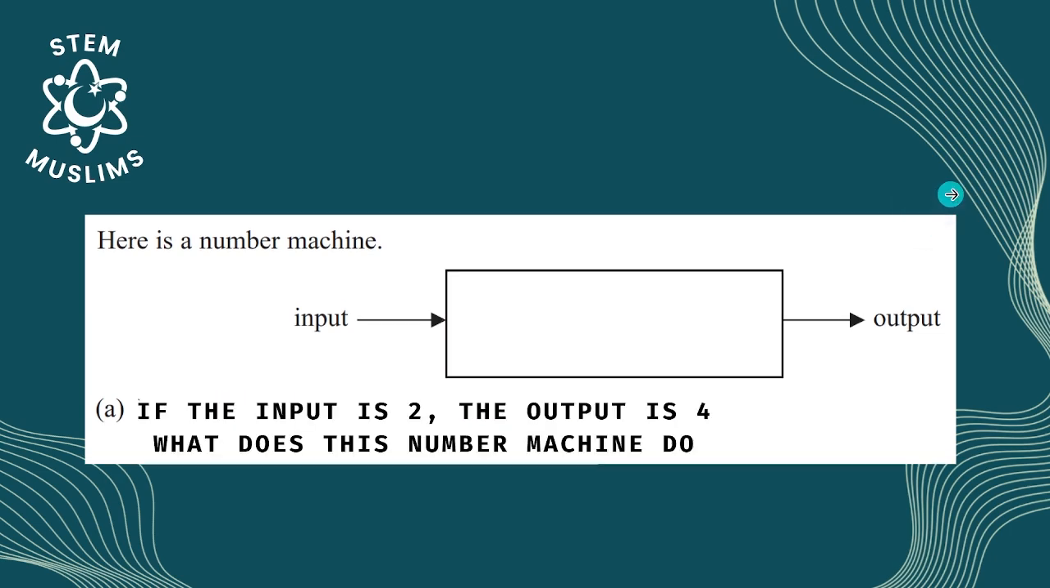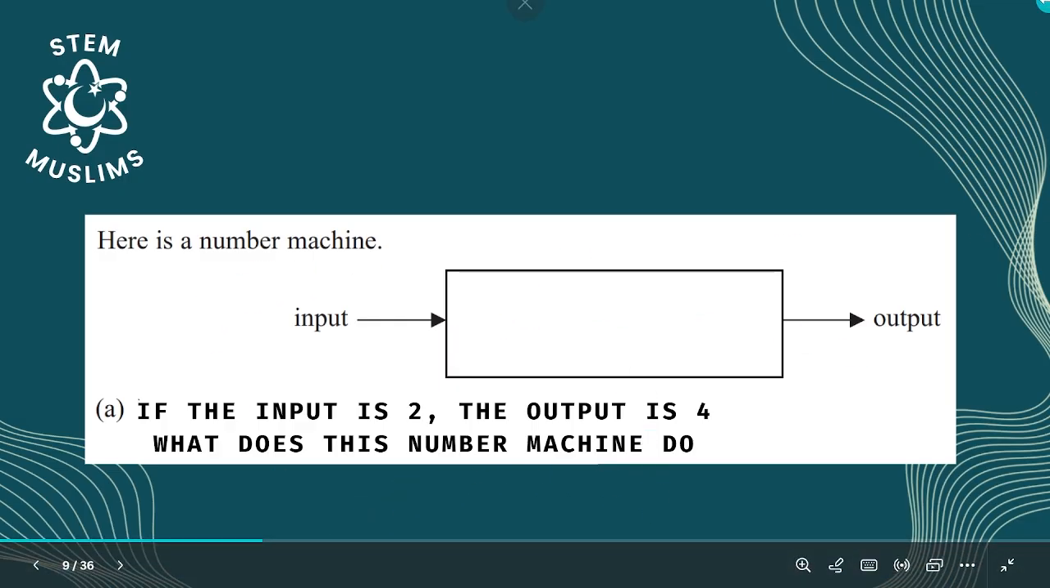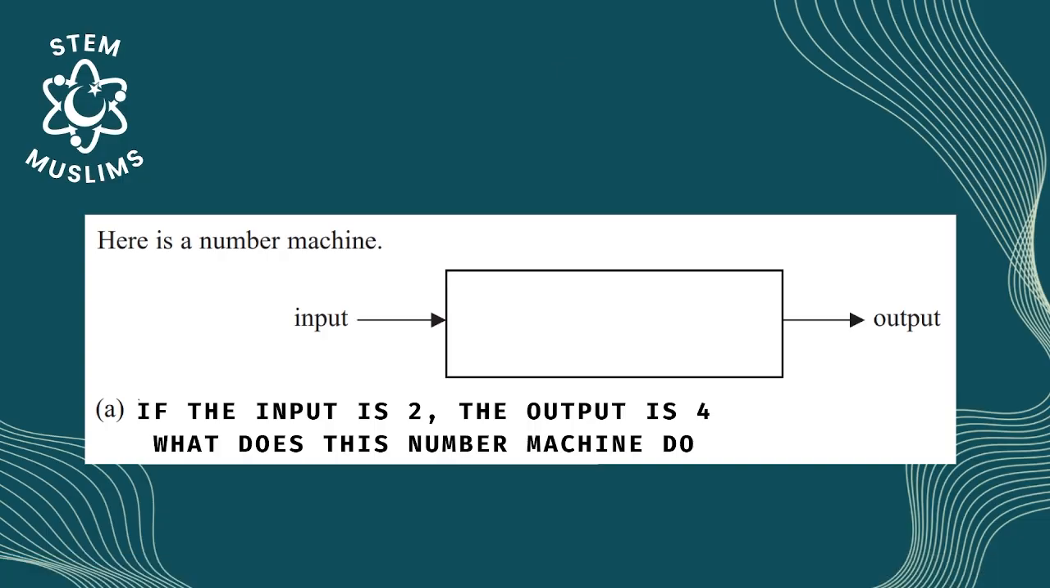And sometimes you'll have number machines where, for example, it doesn't tell you what's actually happening, but you have to figure out what it does. So anyone have any guesses what this number machine is doing? It could be timesing by 2. What else could it be doing? Yeah, it could be adding them to. So it could be timesing, it could be adding. It's a bit ambiguous because we don't have enough information.